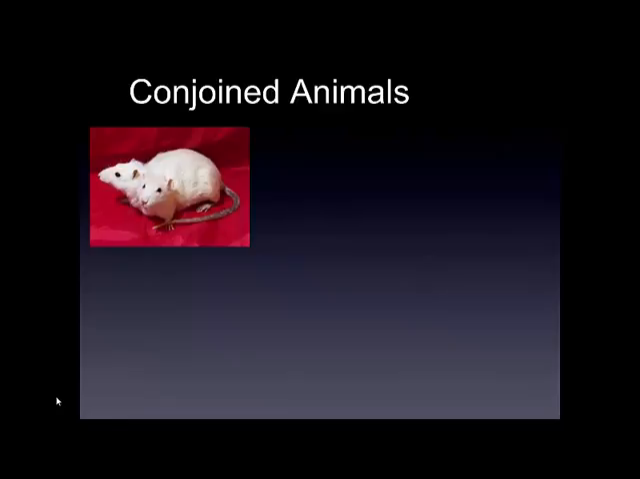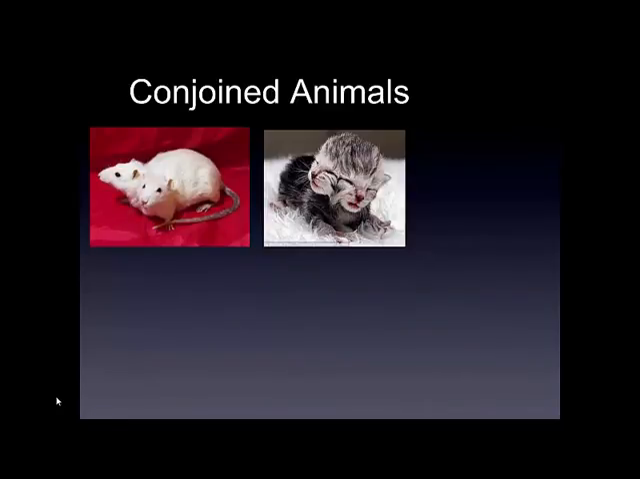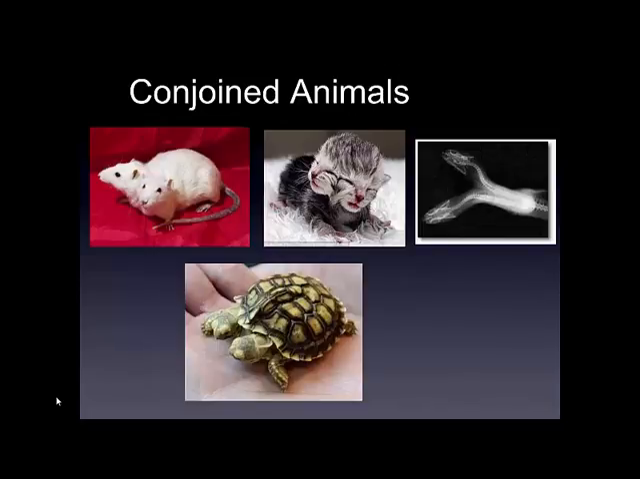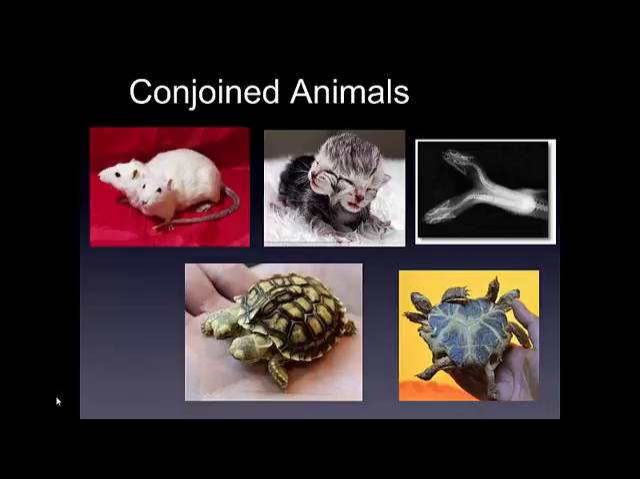Animals can also be born conjoined. Here are some examples. Two-headed kitten. That's scary. What is that? A dragon? Is that a fish? This turtle. Oh, whales. Really, Moby? Yeah, that's a twin. So funny. All right.